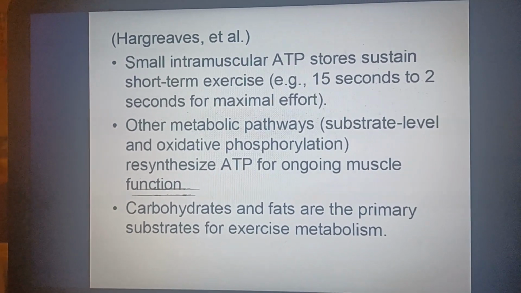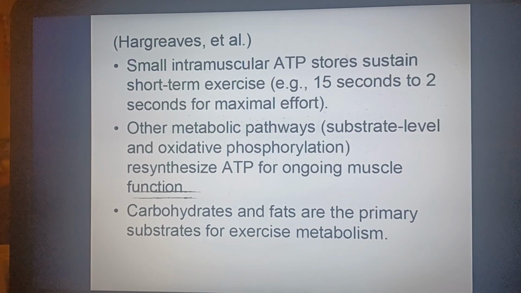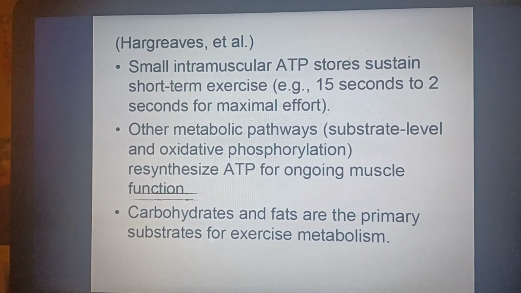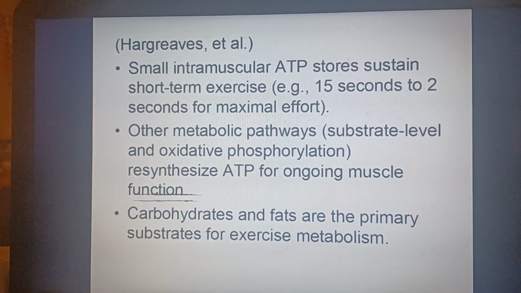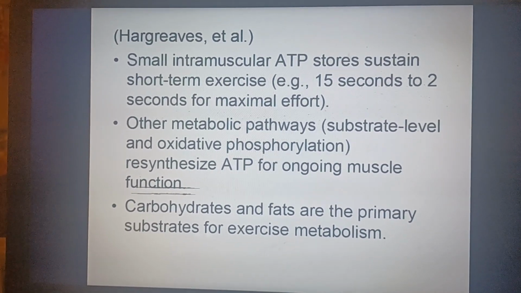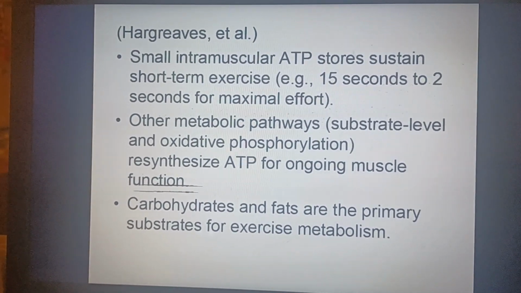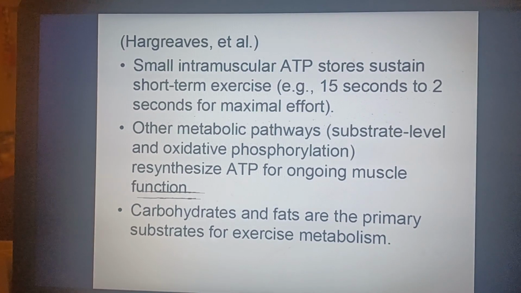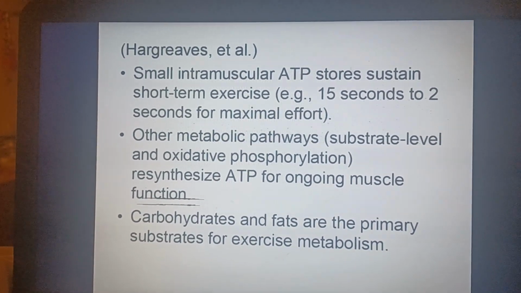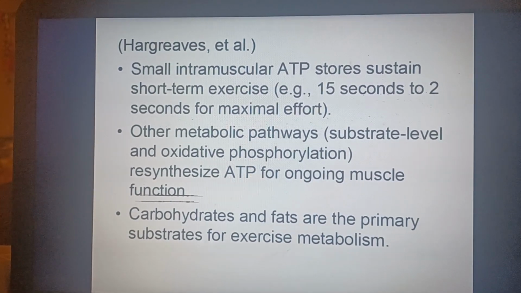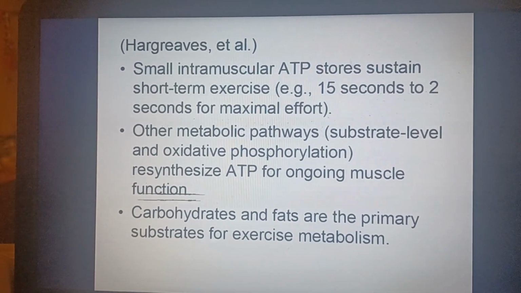All right, so here we're referencing some studies that have really dove into this idea, and have even gotten some numbers here. So this is within the muscle cell. ATP stores can sustain short term, so that PCR system, from 15 seconds, the longest, to 2 seconds at the shortest.